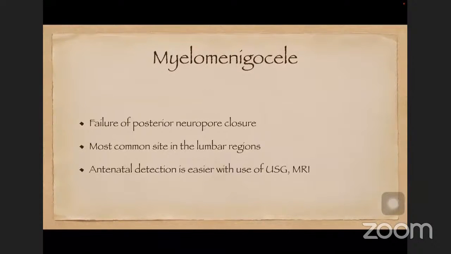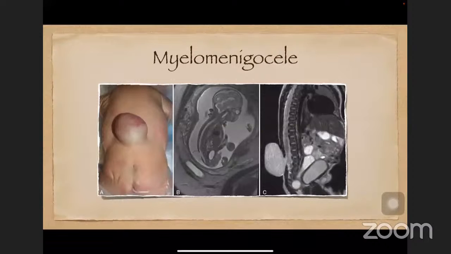What we're looking at next is the defect called myelomeningocele. This is failure of the posterior neuropore closure, and the most common site is in the lumbar region. It can extend, so we call it thoracolumbar or lumbosacral or purely lumbar. Antenatal detection is easier now with the use of ultrasonography as well as fetal MRI techniques. And what I've shown here in image A is a meningocele on sonography as well as the MRI, which is showing the same sac, which is communicating to the intraspinal level, but there is no spinal element present within the sac.